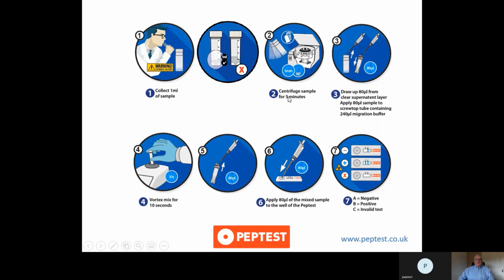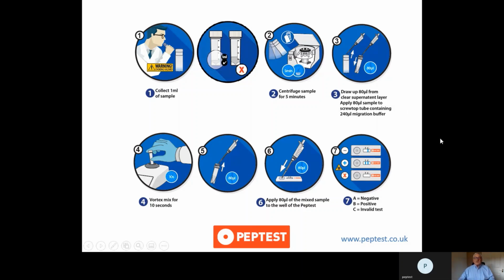We then draw up 80 microliters from the tube into a migration buffer. We vortex mix very quickly, just a 10-second mix to make sure it's well mixed. And then we take out 80 microliters of that mixture and add it to the well of the PEPTEST.